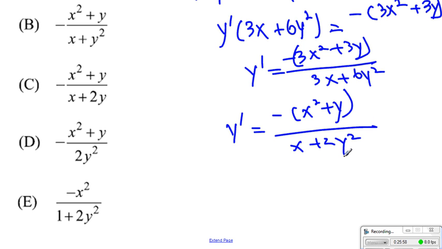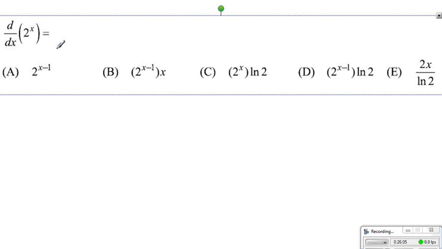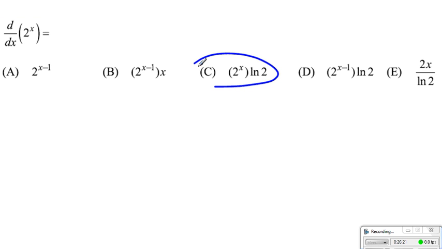Now, the only thing that seems to be the correct answer is choice B. How about this one? This is basically following the formula. All we have to do is 2 dx stays as 2 dx, which means choice C. And then we have to multiply by the ln of the base, which is choice C. That's what we end up getting.